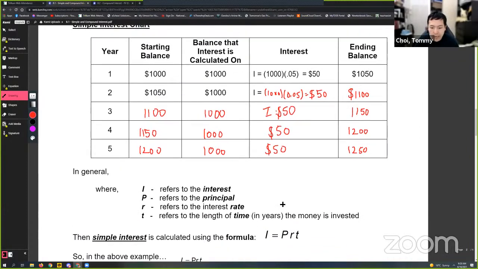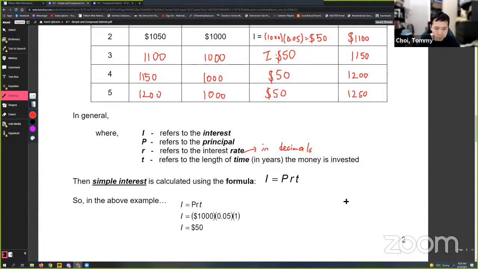So the formula is I is equal to PRT, where I refers to the interest, P refers to the principal, R refers to the rate, and remember, the rate has to be in decimals, because the rates are going to be given to you as percentages, so we want to make sure that it's in decimals. And T refers to the length of time in years. Okay, so I is equal to PRT, or P times R times T.